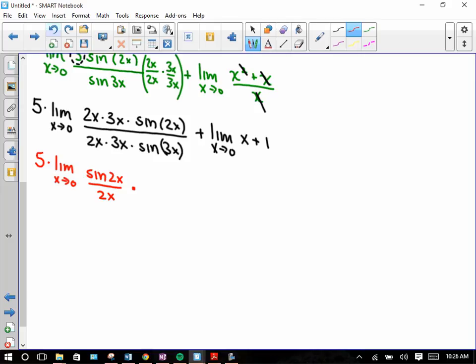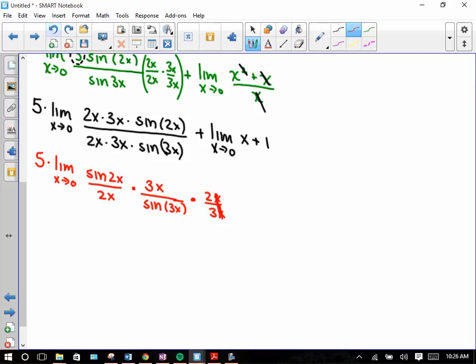Times sine 3x over 3x. That's just 3x over sine 3x, which means times 3x over sine 3x. And then I still have this 2x and this 3x, so times 2x over 3x. So these x's cancel out.